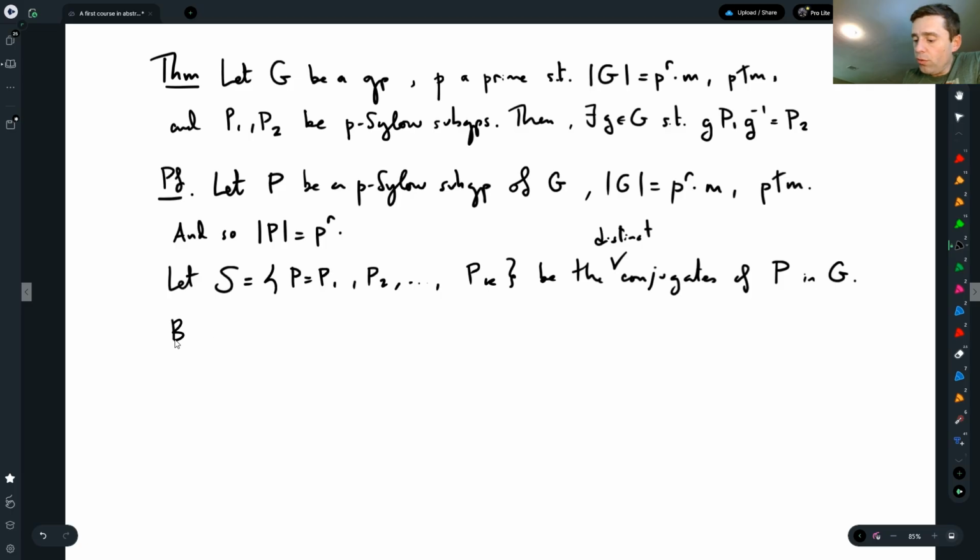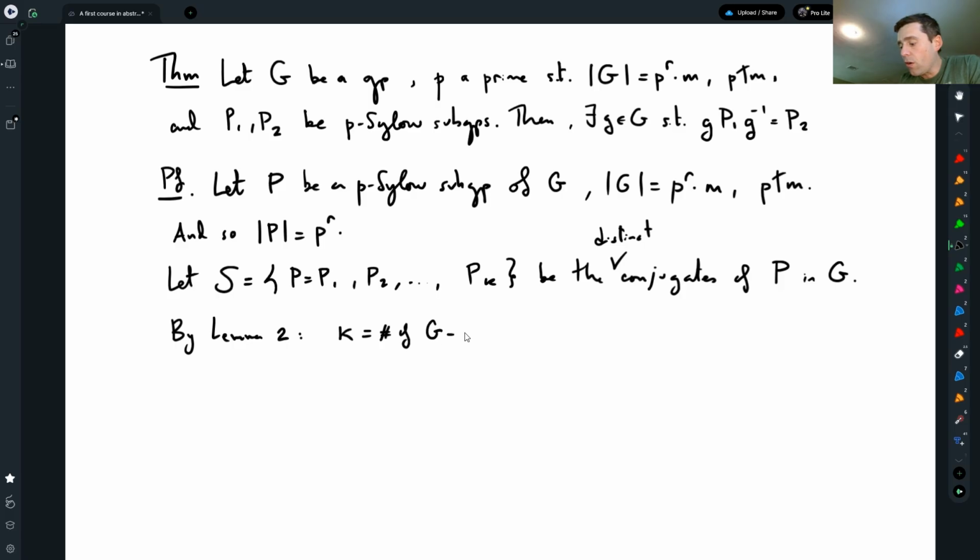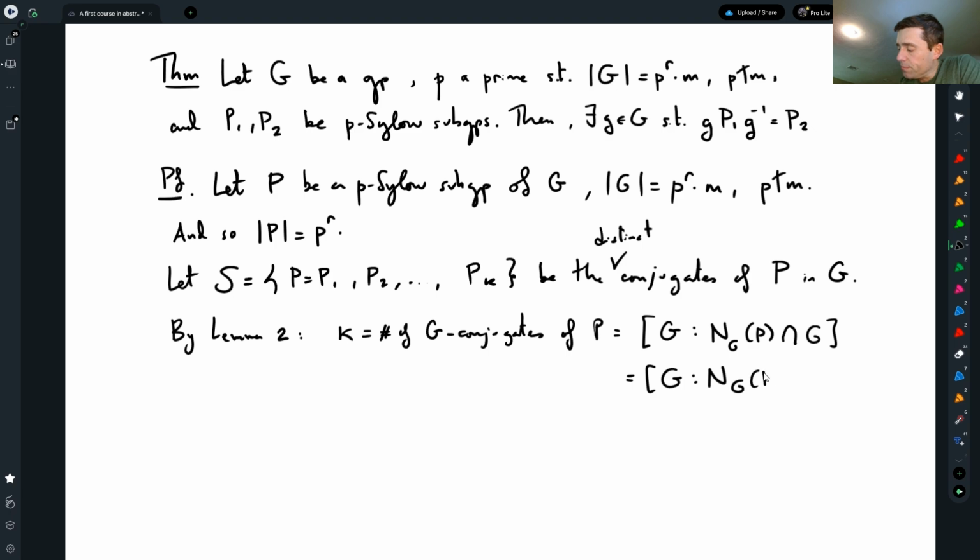So by lemma 2, it tells me that K, which is the number of G-conjugates of P, has to be given by the index of G and the intersection of the normalizer of P and G. But notice that the normalizer of P in G is a subgroup of G, so this intersection is itself the normalizer. So it's the index of the normalizer.